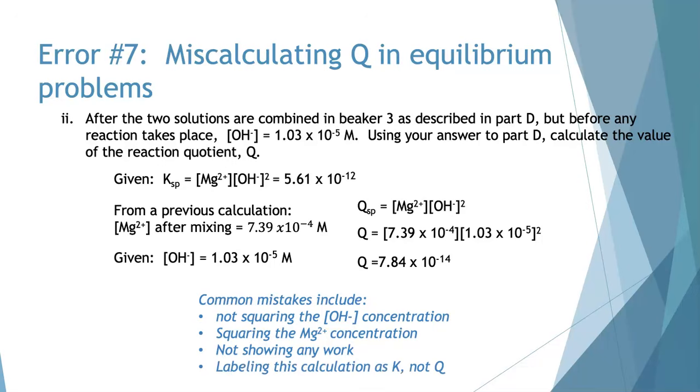The other error that we sometimes saw was students would label this calculation as K. But it's Q, it's the reaction quotient, it's my ratio right now, and it can change. K is fixed. So you can't call it K. If you called it K, you're not going to get credit.